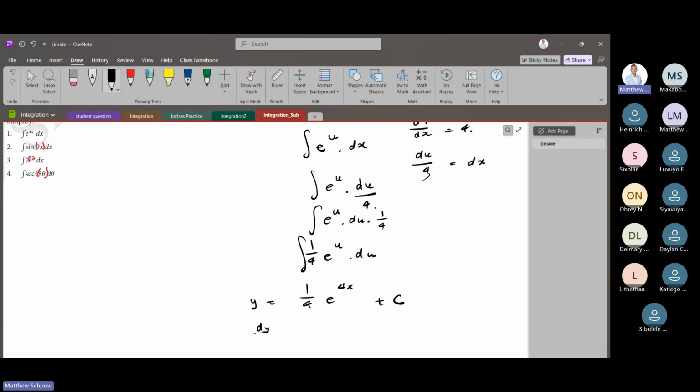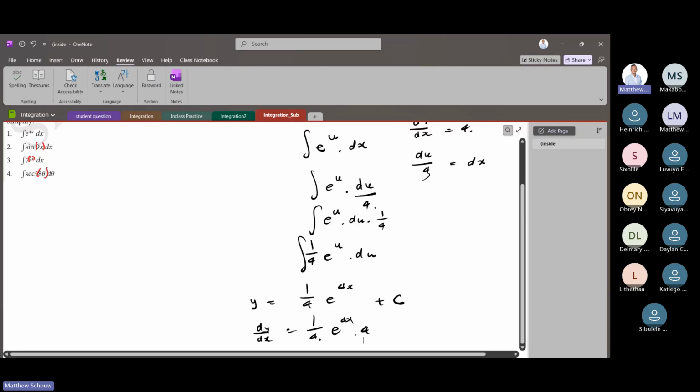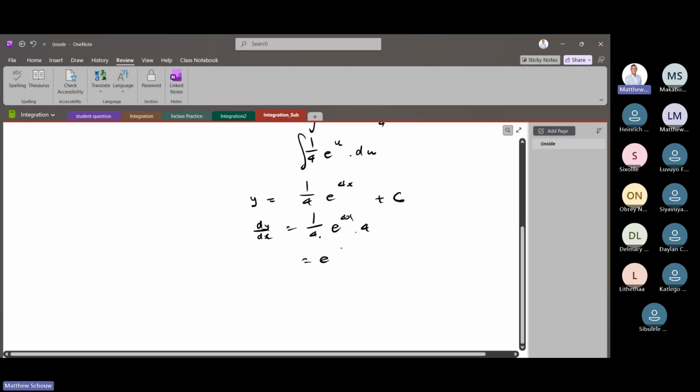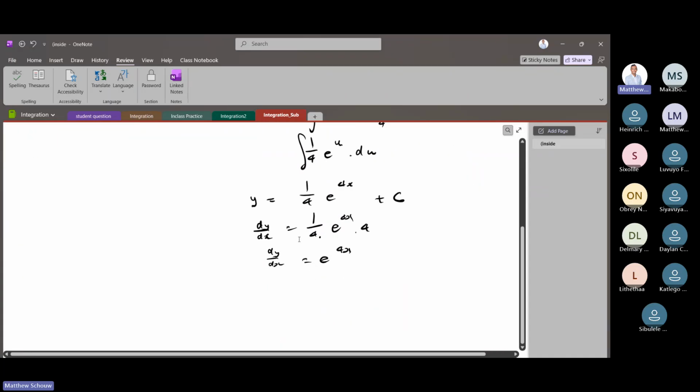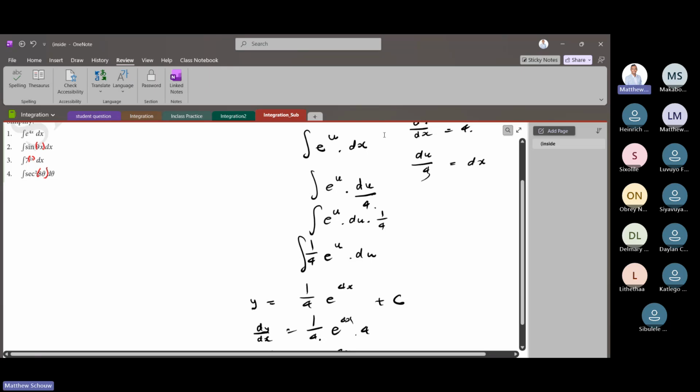Now let me prove to you this is correct. If I take dy/dx, I don't know if you guys know how to take the derivative of this. It's going to be 1 over 4, find the derivative of e to the power 4x. Find the derivative of the inside function, it's going to be 4. The derivative of the constant is going to be 0. 4 times a quarter will give us e to the power 4x, and therefore we are right. That means you're correct.